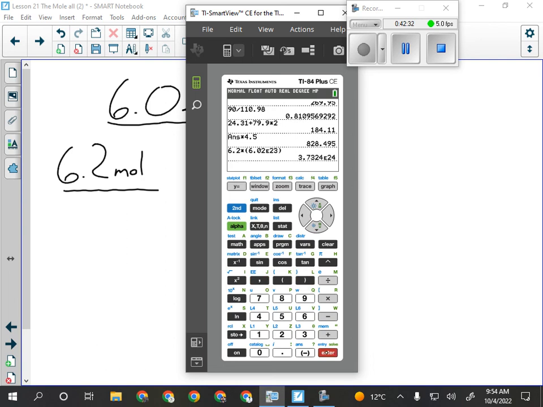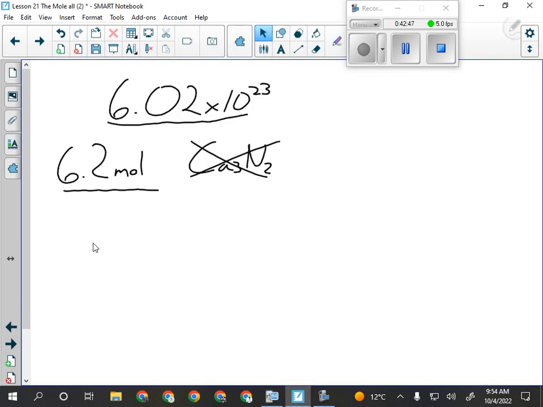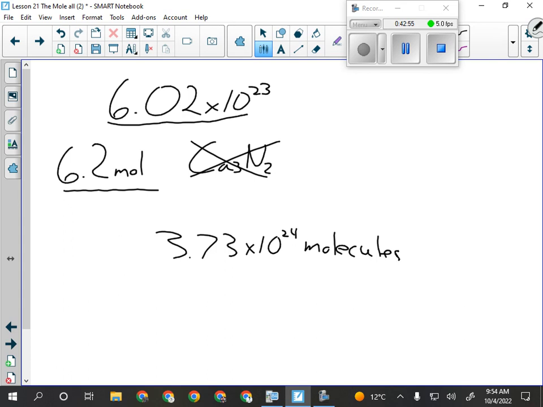That's how many molecules of calcium nitride there are in 6.2 moles. 3.73 times 10 to the 24 molecules. So I would write that like this.